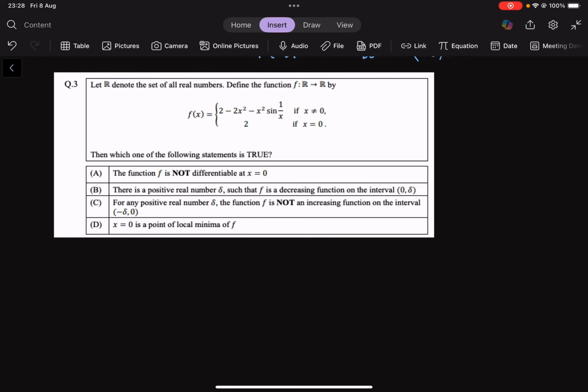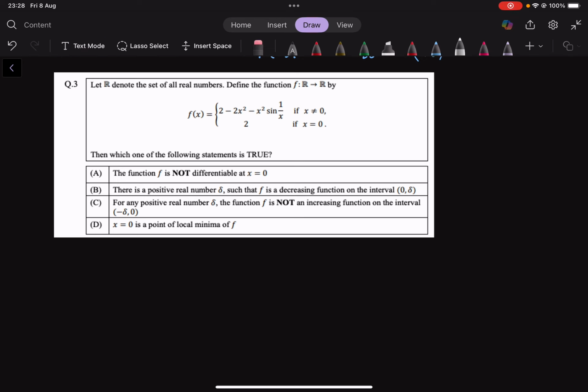In this video, I'll be discussing the third problem of JEE Advanced 2025 Maths Paper 1. We were given a function f of x is 2 minus 2x square minus x square sin 1 by x, when x not equal to 0, and when x is equal to 0 it is 2. And we have to check the following options.